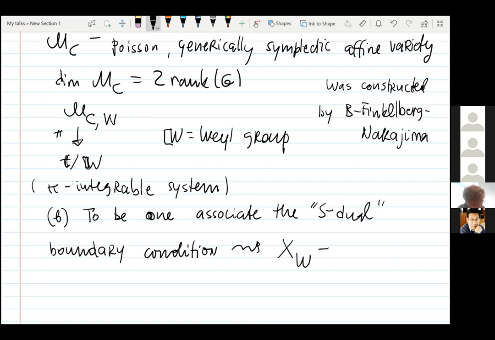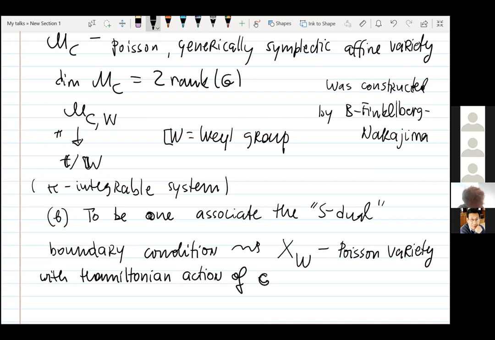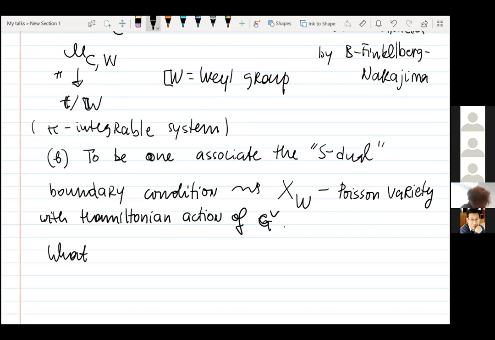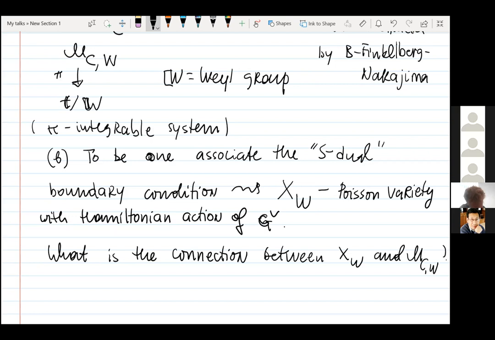Which is also a Poisson variety, but this time with Hamiltonian action of G-check. And in fact, one can restore A from B. So you can ask what is the connection between XW and MCW. And in fact, you can actually construct MCW from XW.